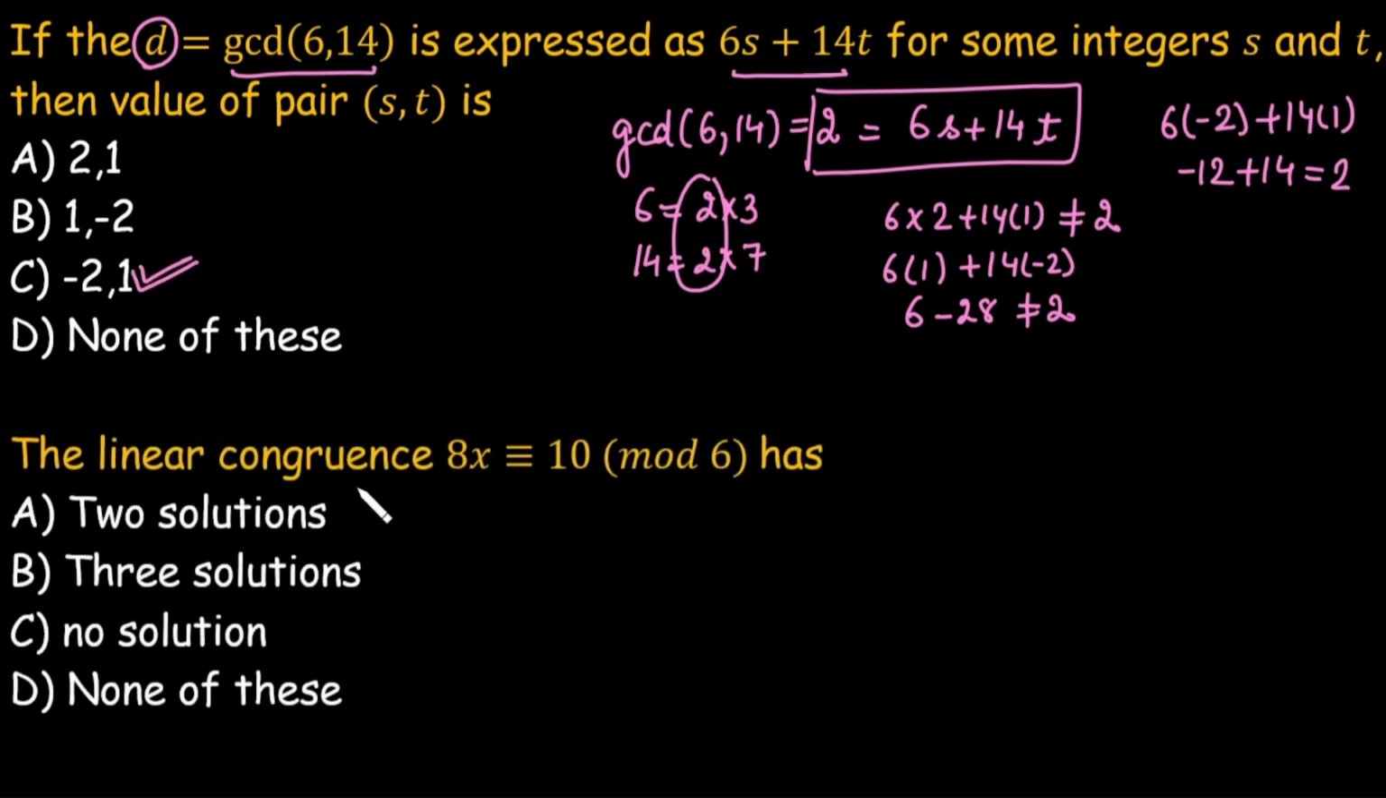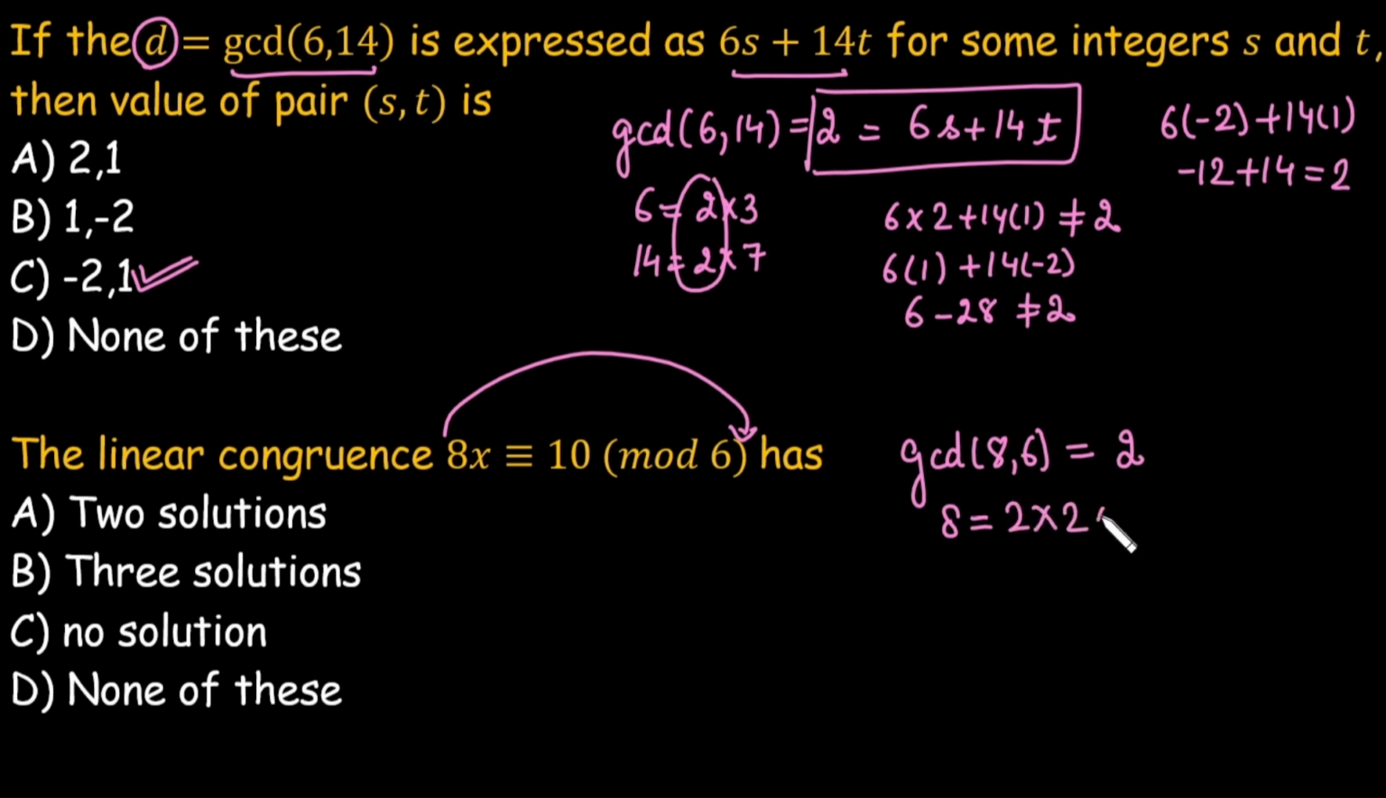Next, the linear congruence 8x is congruent to 10 mod 6 has how many solutions? Again, we need to apply the same concept. Find the GCD of 8 and 6. What is the common divisor between these two? That is 2. How? 8 can be separated as 2 into 2 into 2, 6 as 2 into 3. Only one divisor is common, that is 2, and one time. So its GCD is 2.